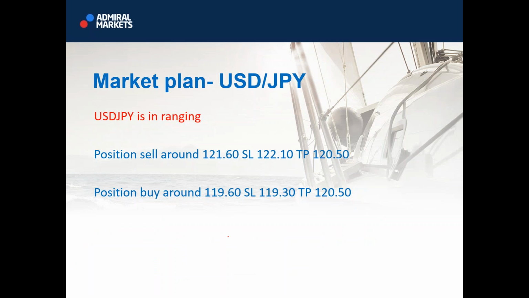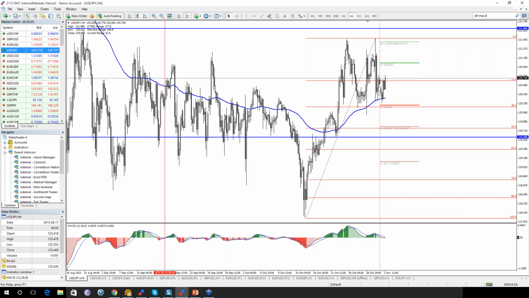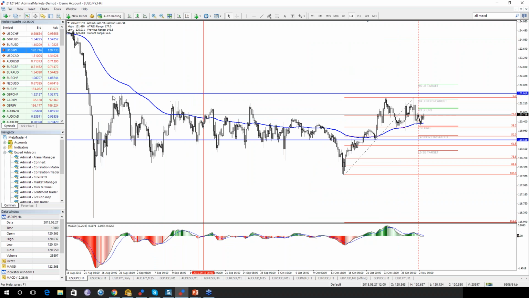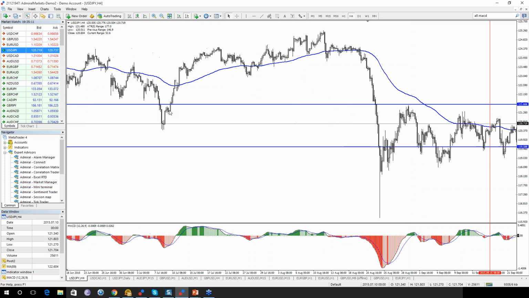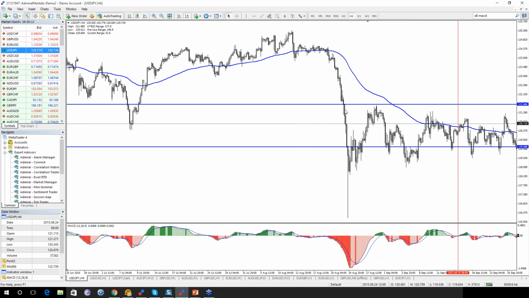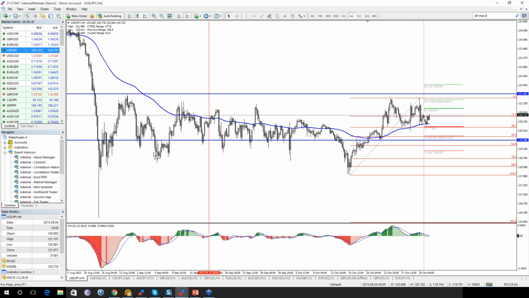For a sell trade, 121.60, because in the past we had a lot of rejections here. To the upside, then sellers retest to the downside. This was the last two of the recent retests. So I think it could go short from this region.